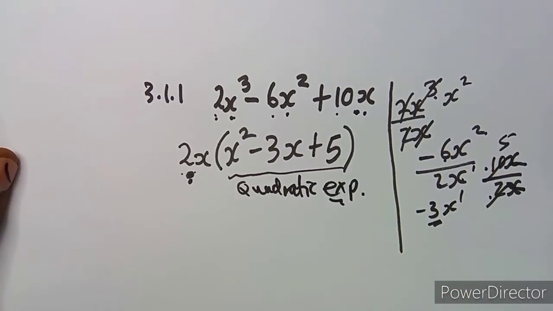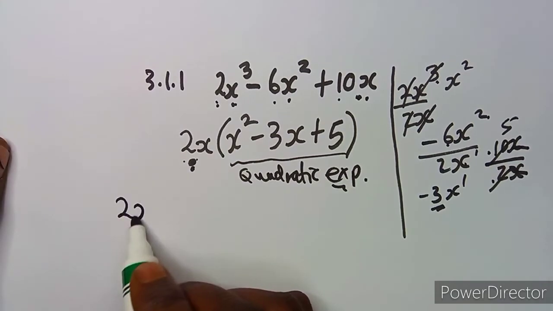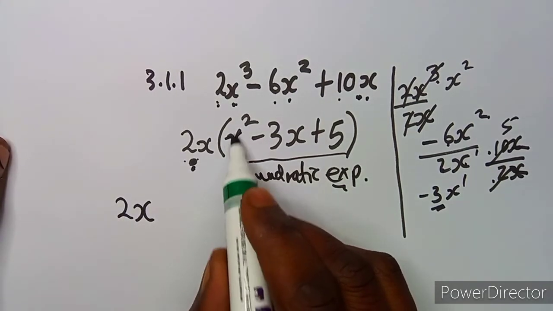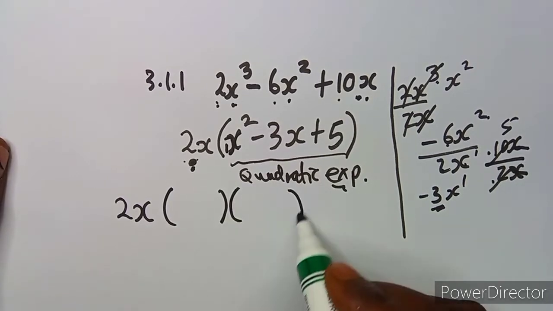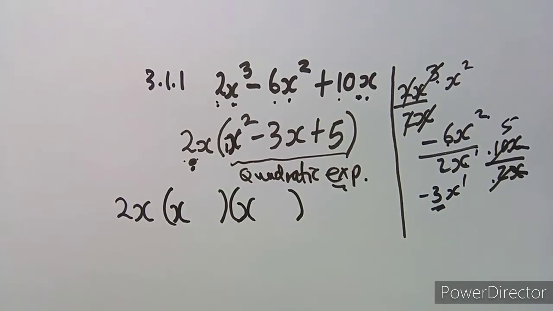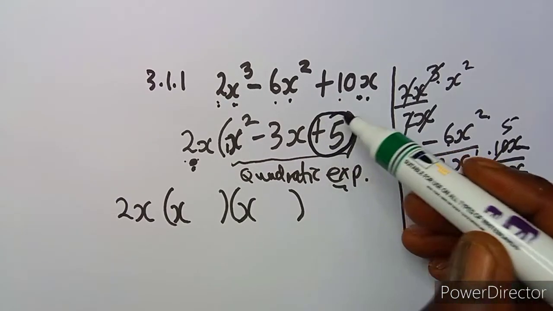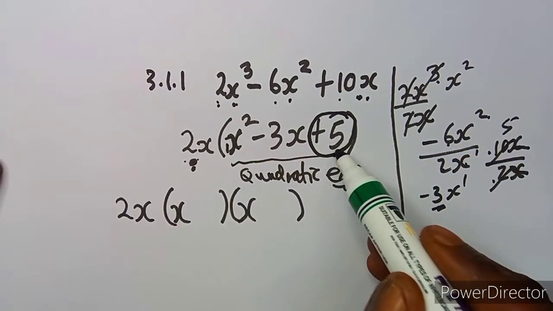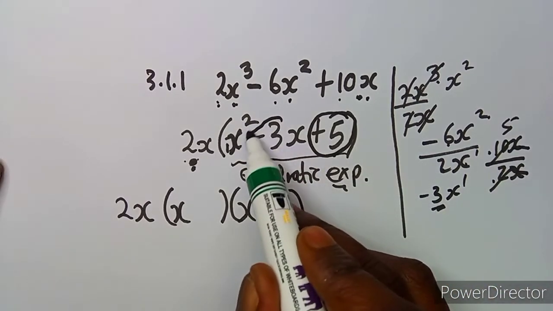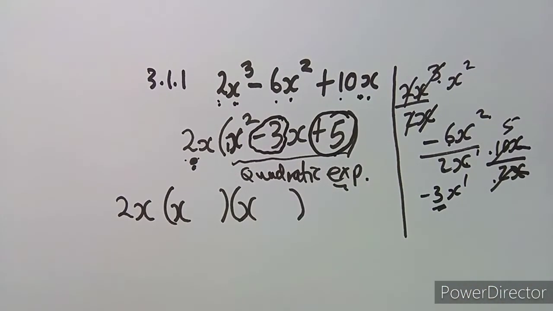So what am I supposed to do with this quadratic expression? I'm supposed to factorize it. The advantage is that the coefficient of x squared is 1. So I can just open two brackets. Remember, you have your x and your x here from your factorization. You're going to focus on the last term, which is the constant, which is 5. What are the factors of 5? When you add these factors, they must give you a negative 3. Do we have such factors? That is the question.